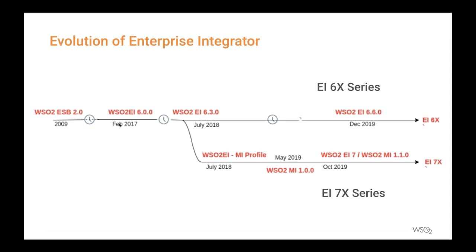And after that, to support microservices style, we have implemented a lightweight version of ESB called Micro Integrator and added it as a profile to the Enterprise Integrator 6.3.0. So we are providing two series, EI 6.x series and EI 7.x series. The EI 6.x series is mainly for centralized deployments, and the EI 7.x series is for decentralized deployments. Currently, the latest version we have released for the 6.x series is EI 6.6.0, and for the 7.x series we have released WSO2 Micro Integrator 1.1.0 under the EI 7 umbrella.